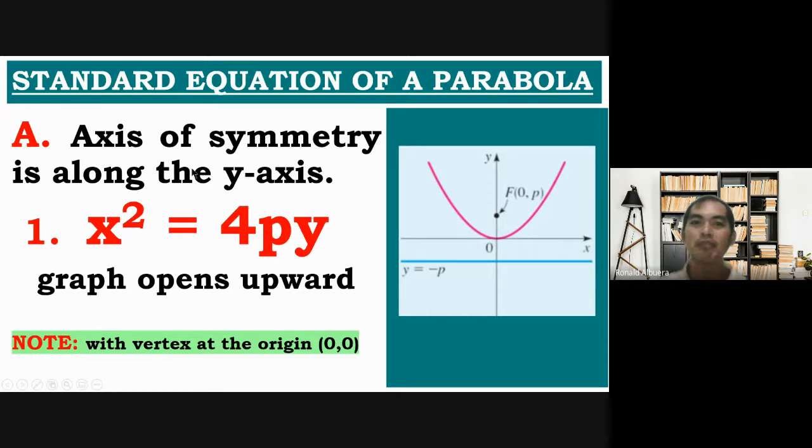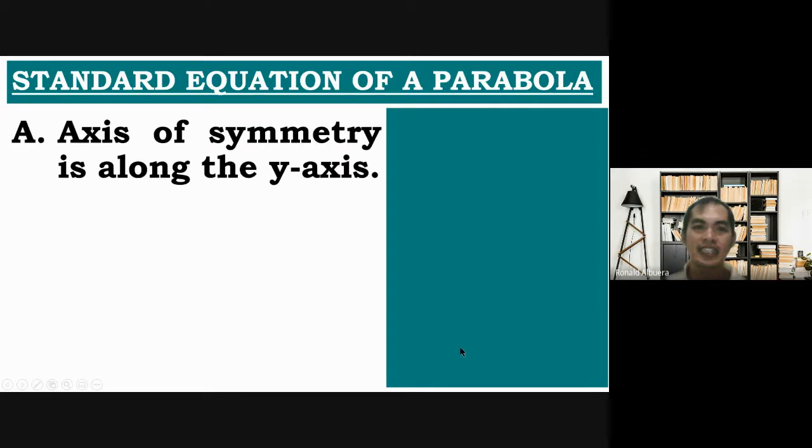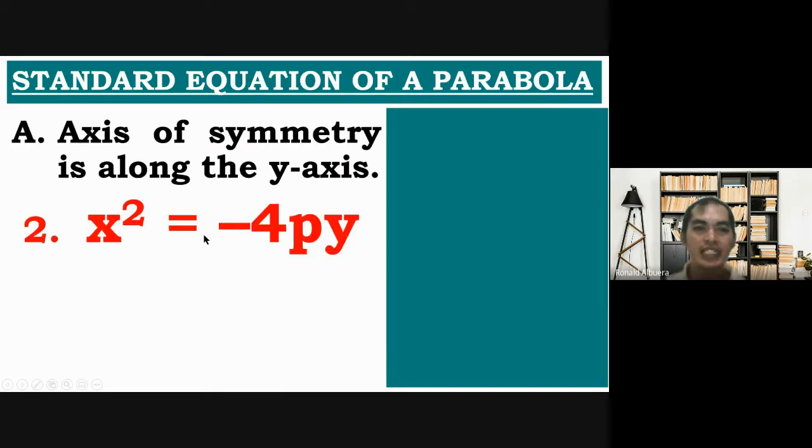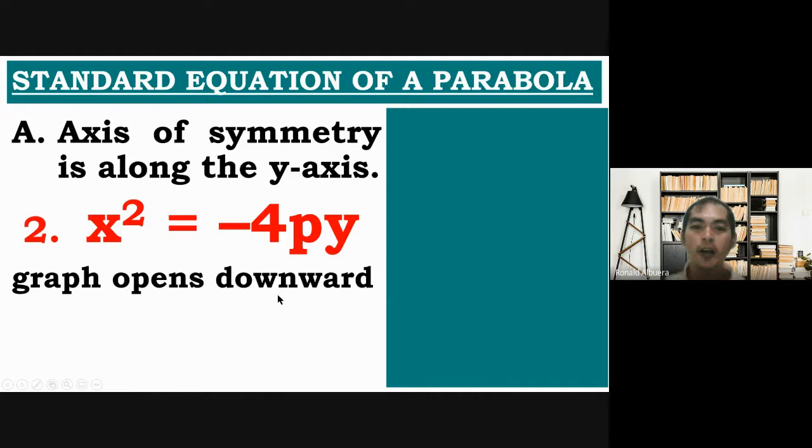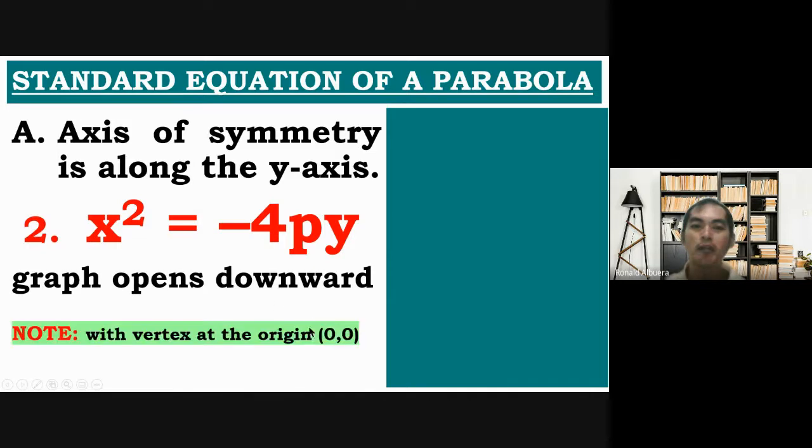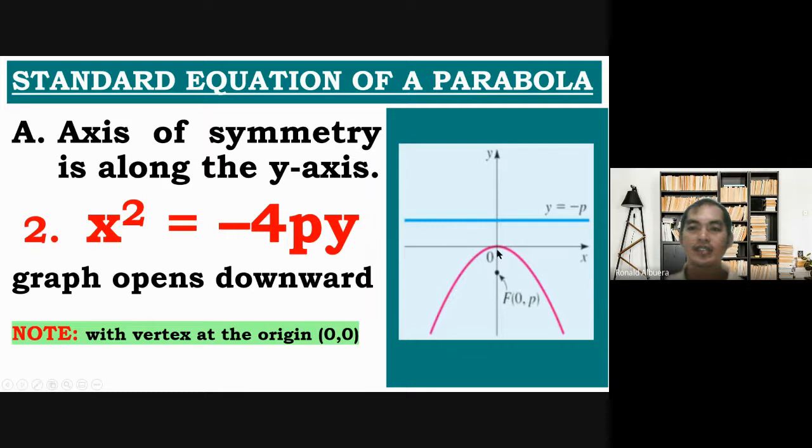Tandaan ha? Pag ang axis of symmetry is along the y-axis, ang may square niyan ay ang x. Okay? Ay ang x. Okay. So we have also x squared equals negative 4py. Itong negative for emphasis lang po ito na ang graph niya ay opens downward. Okay? Opens downward. So this is the graph. Still, the vertex is at the origin. Since the origin at opens downward, so talaga ang P ay negative.